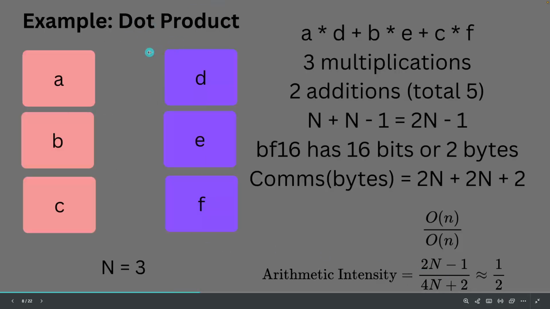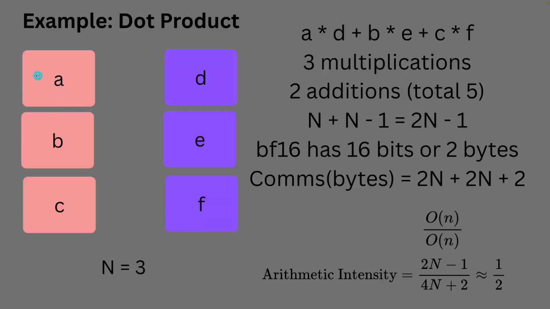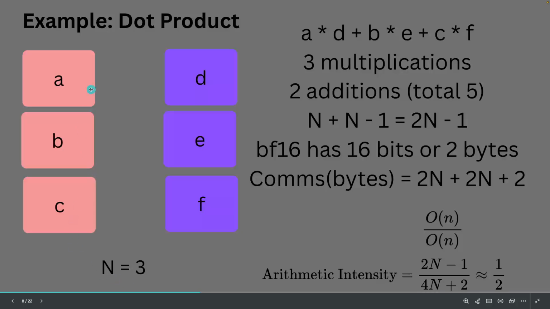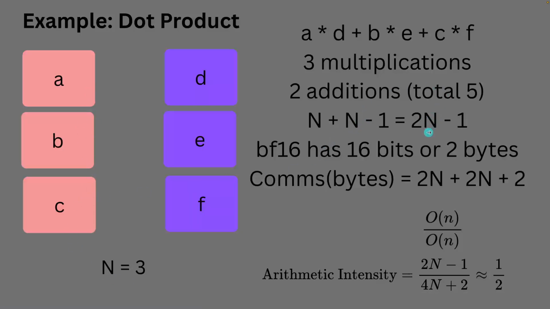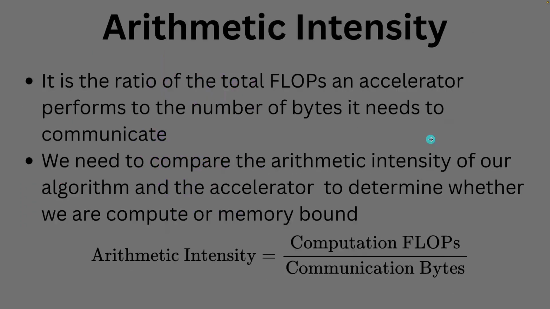Let's see an example of dot product. Suppose you are doing a dot product between two vectors, ABC and DEF. In a dot product, you multiply these two, these two, these two. You have 3 multiplications and then you need to add them, so you have 2 additions. So for n equals 3, a 3 length vector, you need 5 operations total, which is also 2n minus 1, where n equals 3. This is the computation flops.